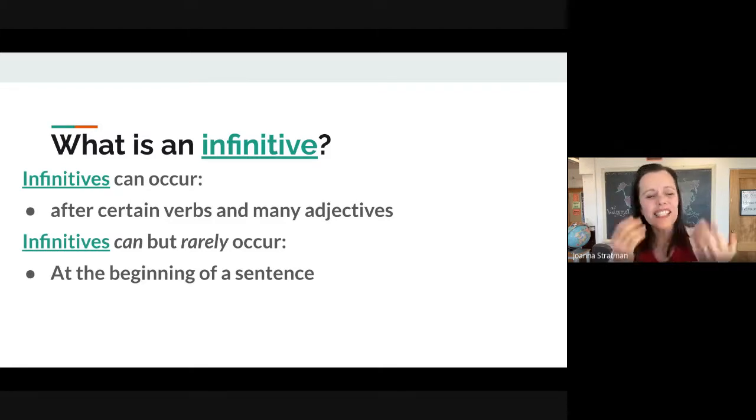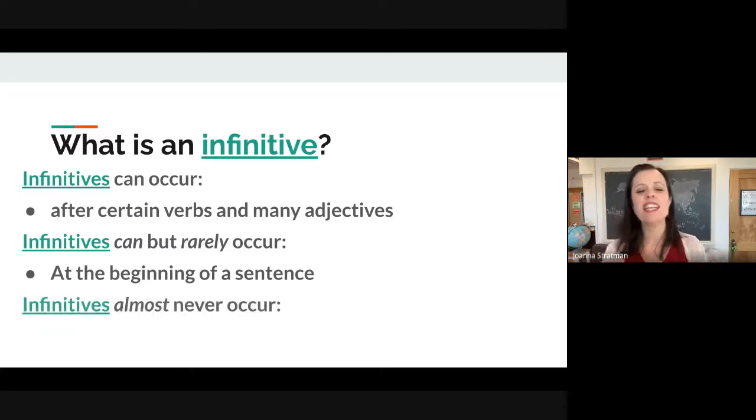This means that sometimes we can add an infinitive at the beginning of a sentence, but usually that makes us sound very formal. A famous example is from Shakespeare. To be or not to be? That is the question. Here we start the sentence with to be, the infinitive form of the verb. But in normal conversation, this is rare. That means it doesn't happen very often.